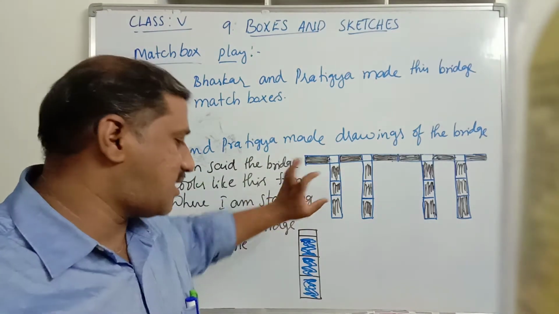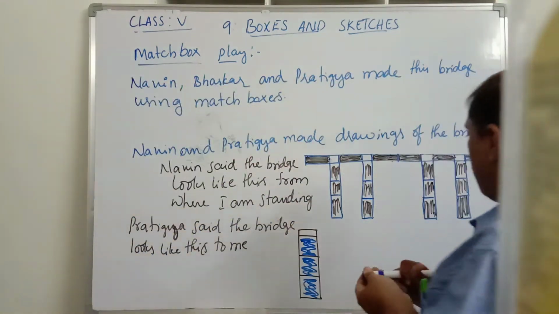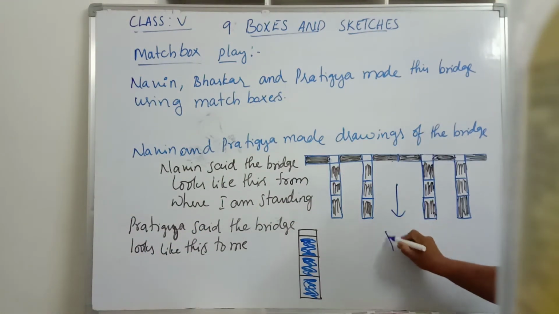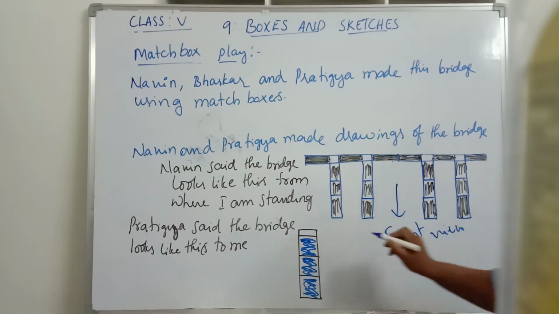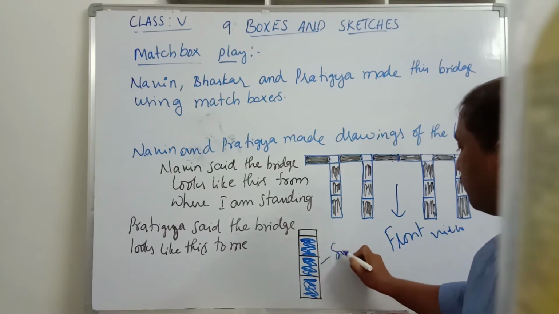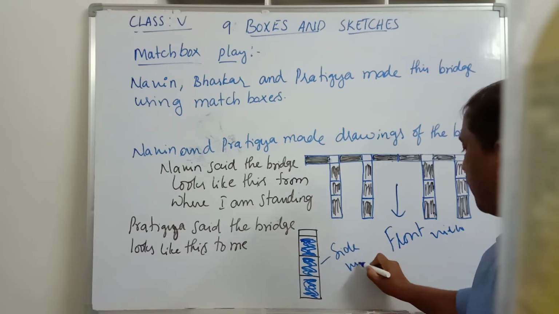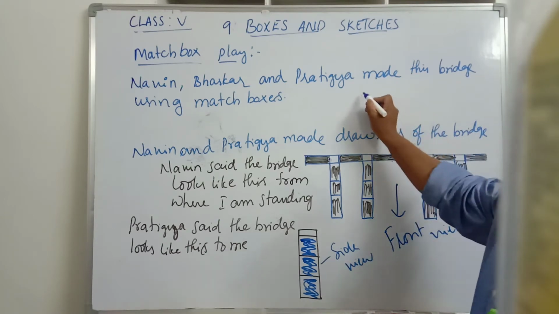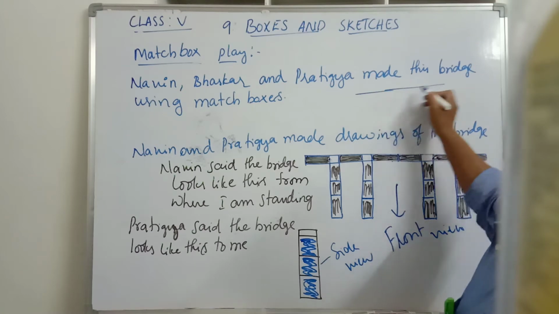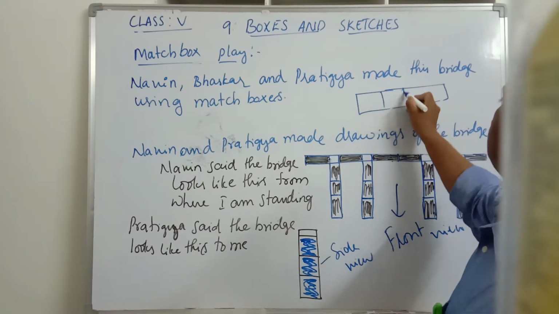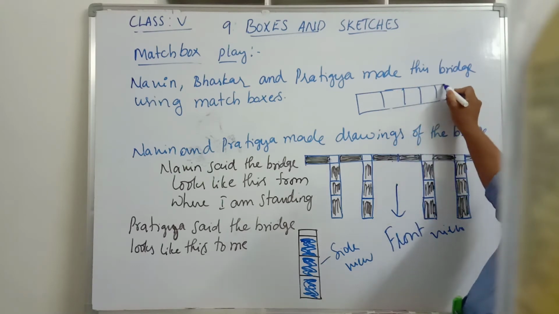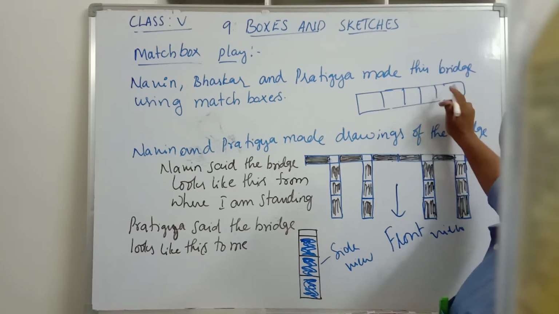This will give you what? Front view. So this view will give you front view. And this will give you what? Side view. And what is the top view? In the top view we have the rectangular shaped boxes, that is, the matchboxes. This will give you the top view of the bridge.